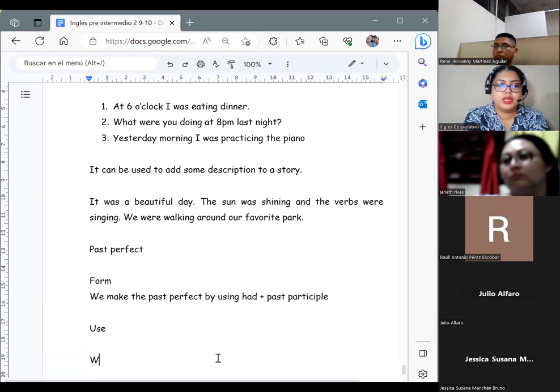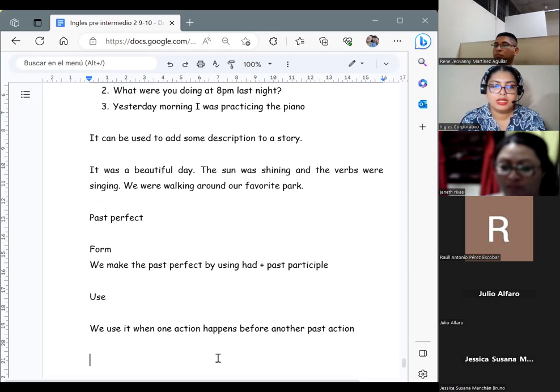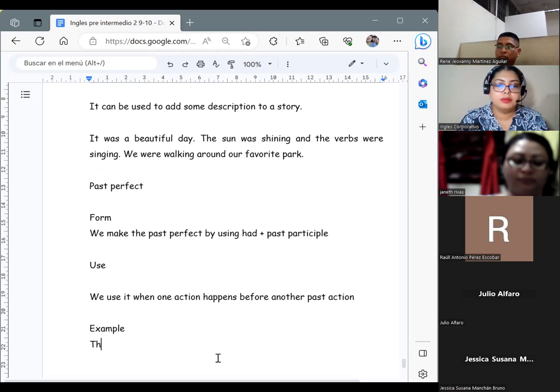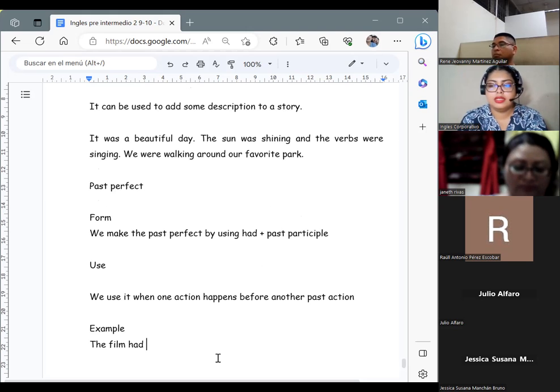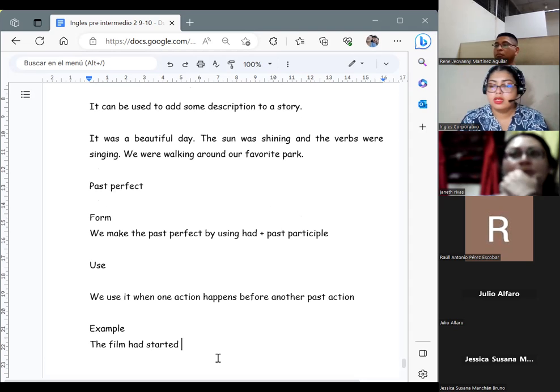So in the use, we use it when one action happens before another past action. And what is this rule about? We have an example here. And it says, the film had started when we arrived.